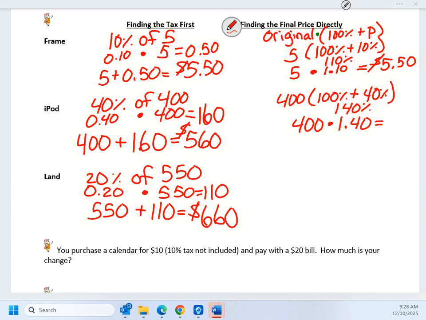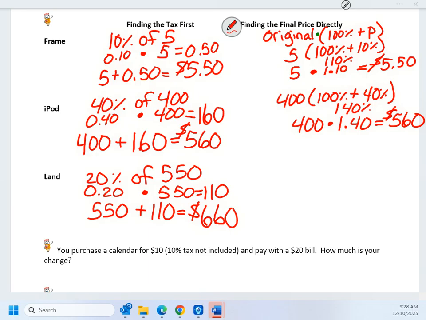Jude, 160. Say it louder for me. 160. It is not 160. Did you do 400 times 1.4? Yeah. Do it again for me real quick. 560 sounds much better. We have to be careful putting our amounts into our calculators, making sure we're putting decimals where they belong, we're putting in those correct numbers.